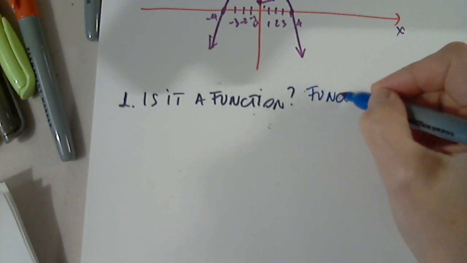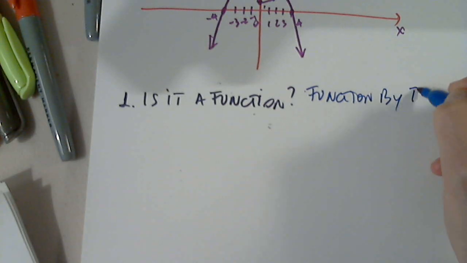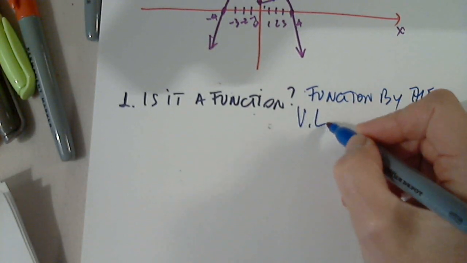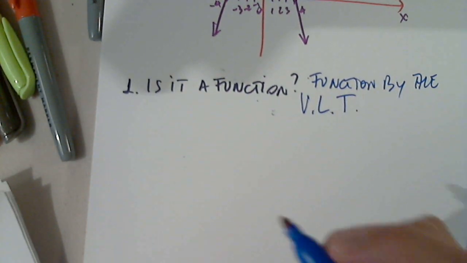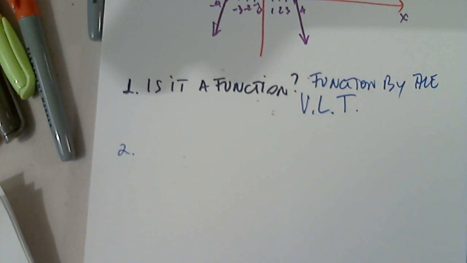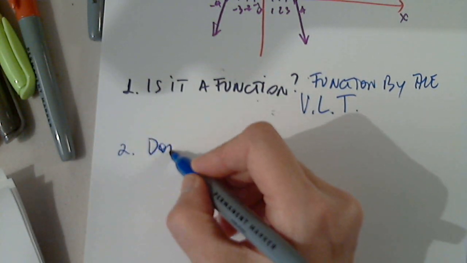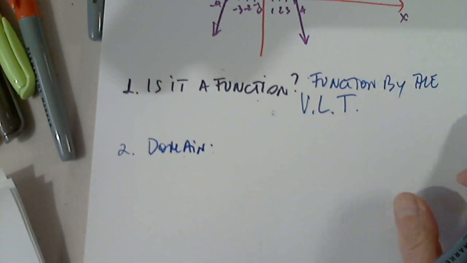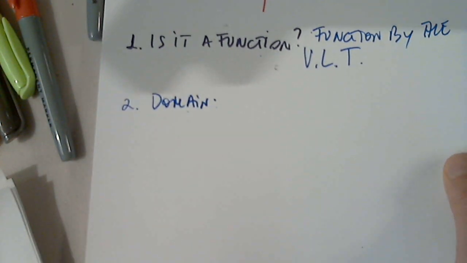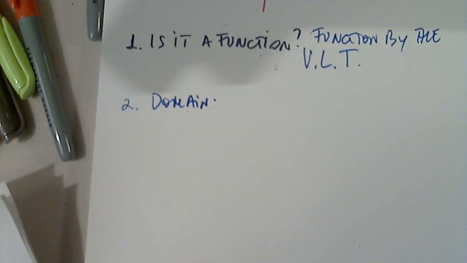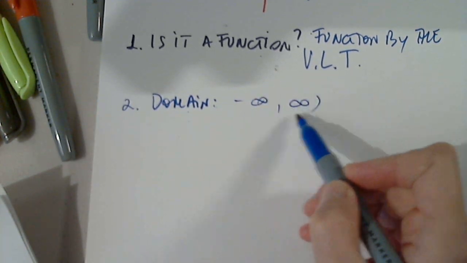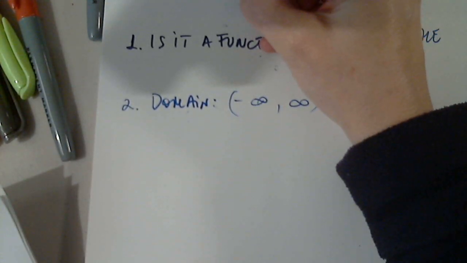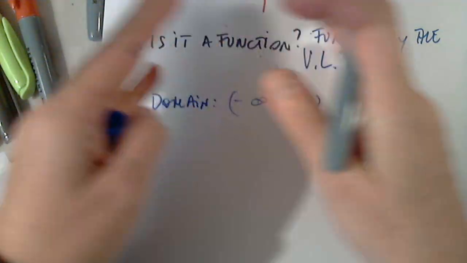So function by the vertical line test. Number two, domain. Can anyone give us the domain of this function? It's negative infinity to positive infinity. Perfect. Obviously, because of the arrows, it goes all the way.